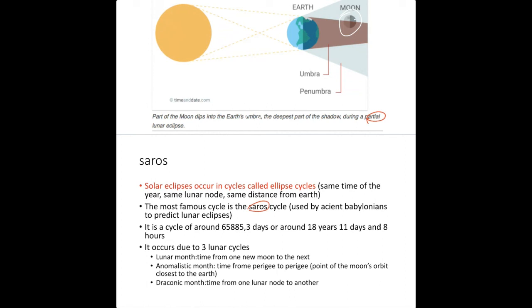It occurs due to 3 lunar cycles that we already know. We have a lunar month, which is the time from one new moon to the next. Then we have an anomalistic month, which is the time from perigee to perigee. Perigee is the closest point of the Moon's orbit to the Earth. And then we have a draconic month, which is the time from one lunar node to another, where the lunar nodes are the places where the motion of the Moon intersects with the ecliptic.